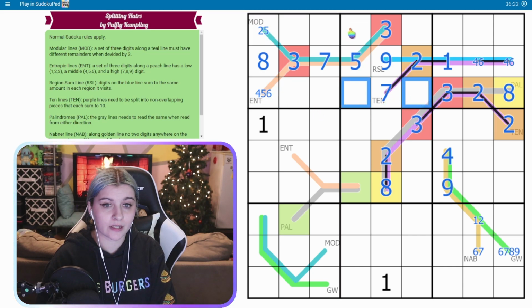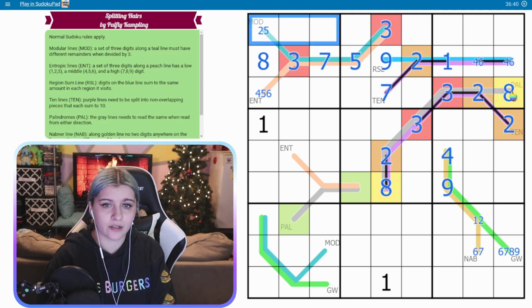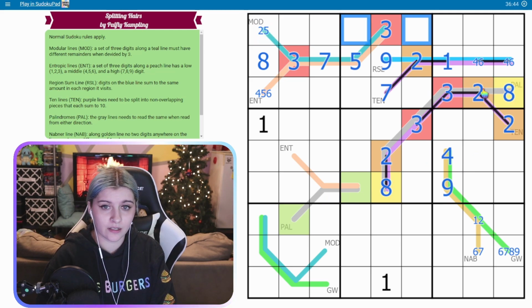Because I am getting pretty limited in these spaces now. I have a 3 in each spot. I need a 2 up here. An 8 will have to be one of these. I can't say which one yet.